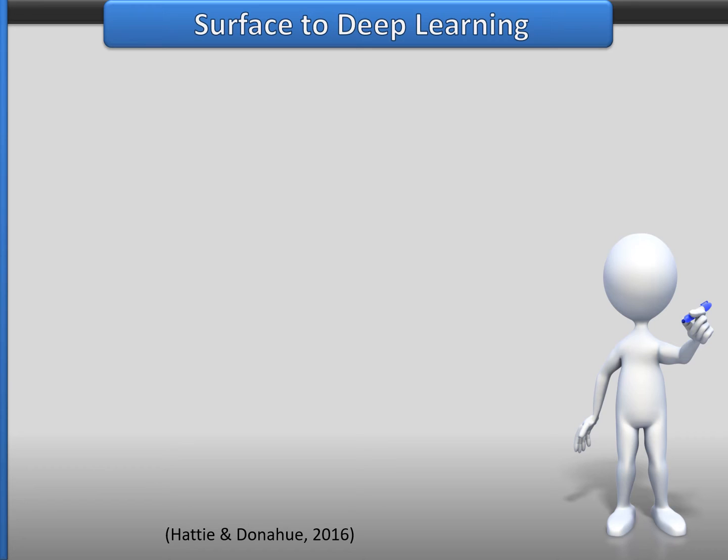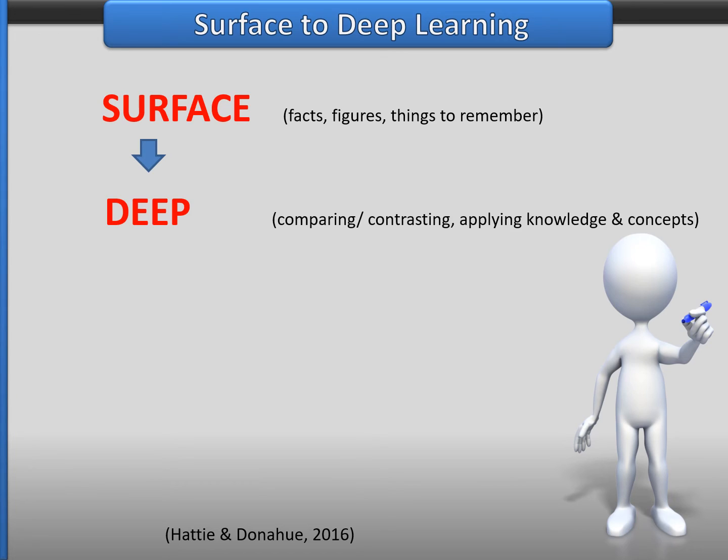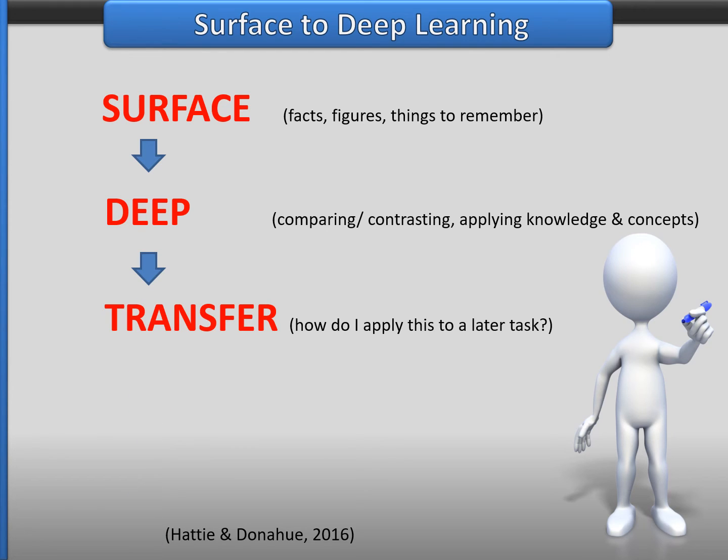To really understand success criteria, it's important to understand that we want students to move from surface learning into deep learning. So surface learning is where we start as learners and we have to remember the facts and the figures, and there's lots of things to remember. But then we want students to move into deep learning through things like comparing, contrasting, and applying their knowledge. And ultimately, we want them to be able to transfer this to apply to later tasks. So you might actually have more than one success criteria for a learning goal, showing students how they can move from surface learning to deep learning and then even into being able to transfer that understanding.